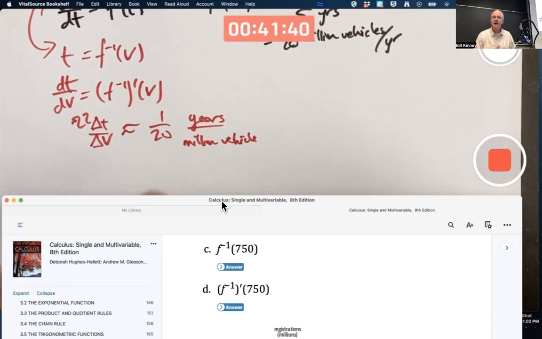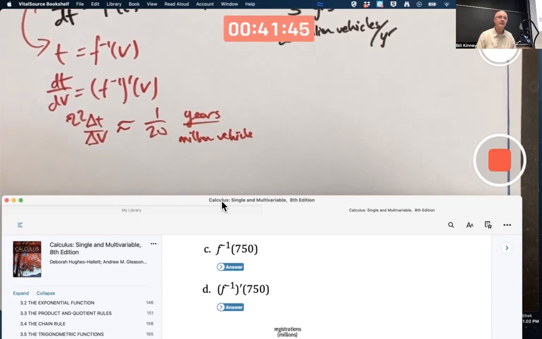So there's an example of an application where you have to think about graphs and ideas conceptually, including with an inverse function, as another type of problem you might encounter in the homework due Friday.